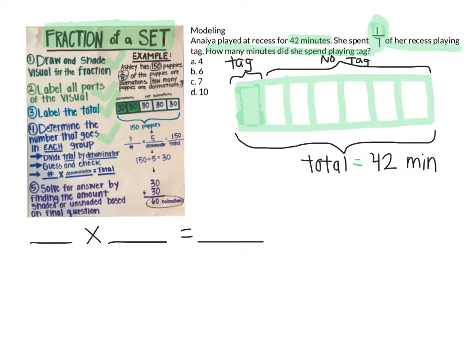So I can label these blanks to help me figure out what to put in each spot. My first blank is going to be my number in each group. My second blank is going to be my number of groups, or my denominator. So remember, our denominator tells us how many equal groups we have when we're talking about fractions. Our denominator is the same thing as how many equal groups we have. And then our last blank is going to be our total.